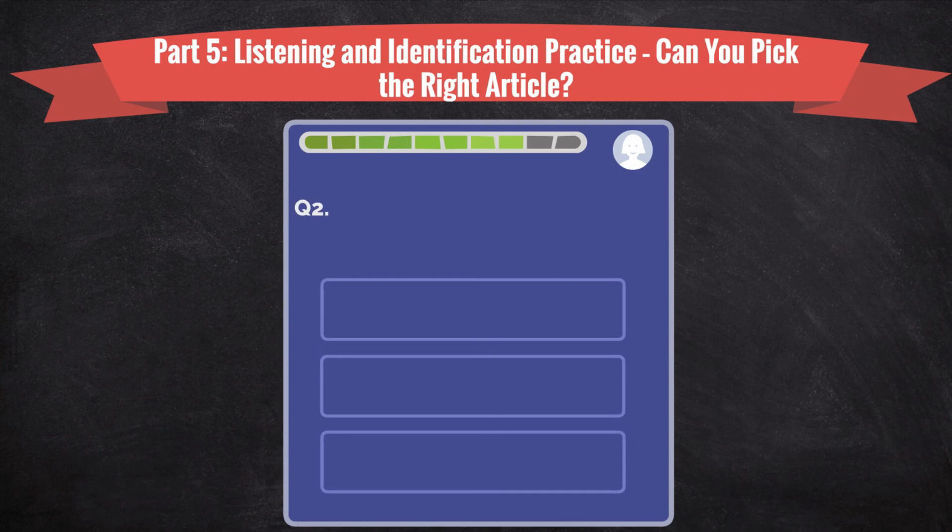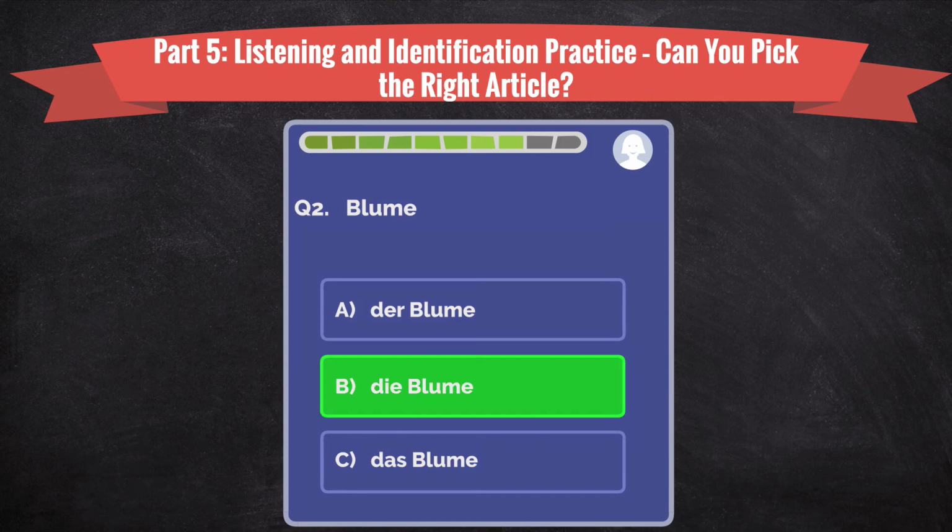Question 2. Blume. A. Der Blume. B. Die Blume. C. Das Lehrer. The correct answer is B. Die Blume. Words that end with -e are often feminine.